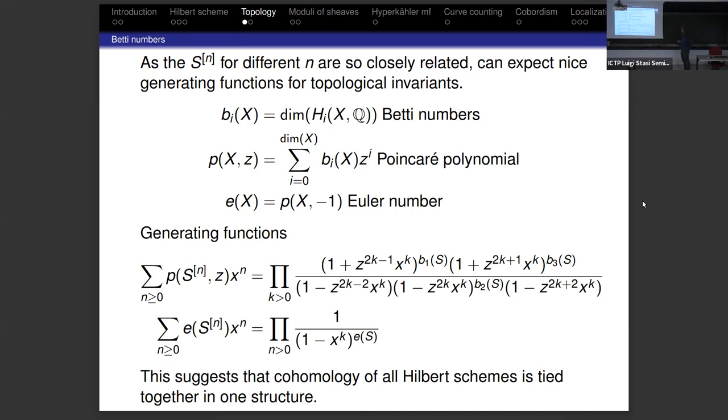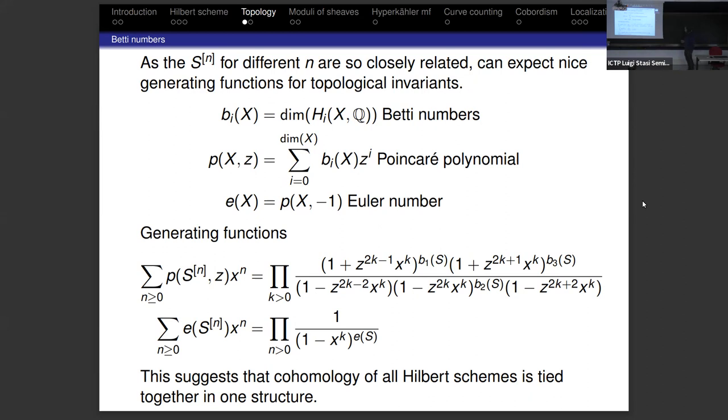So we have here a formula for all the Betti numbers of all the Hilbert schemes as this infinite product. You can see that into this product we put the Betti numbers of the surface, so 1 plus z to the power of something times the Betti numbers. So we can see a few things. For instance, the Betti numbers of the Hilbert scheme only depend on the Betti numbers of the surface. They are polynomials in the Betti numbers of the surface if you multiply this out.